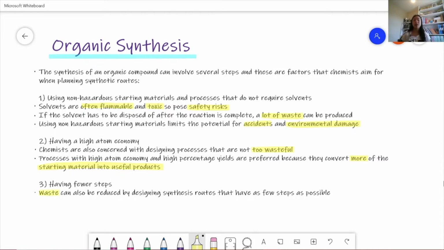And this makes sense because if you think about a really, really long synthesis that has lots and lots of steps, that means we get lots and lots of byproducts that we won't actually use and they won't be useful for us. So that will be waste, compared to if we have fewer steps, then we have fewer byproducts and so we have less waste.